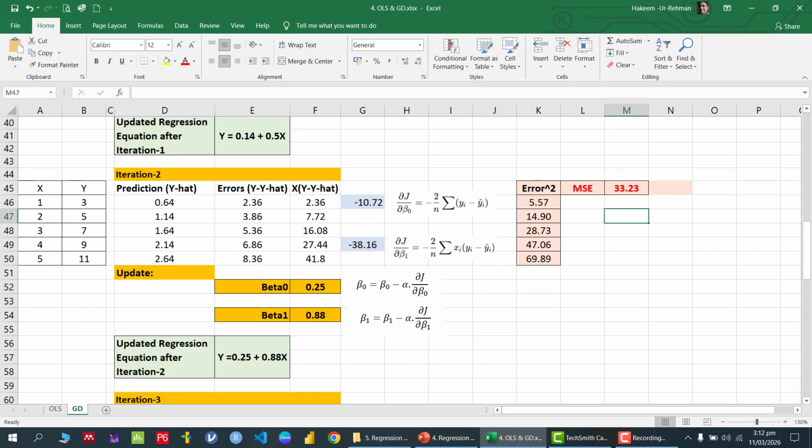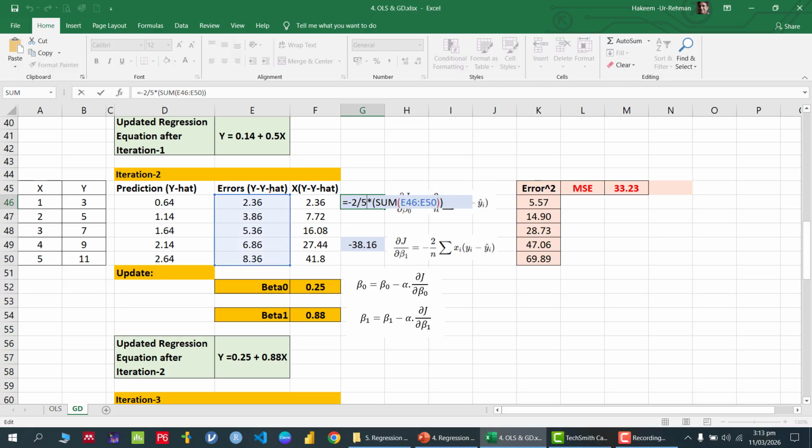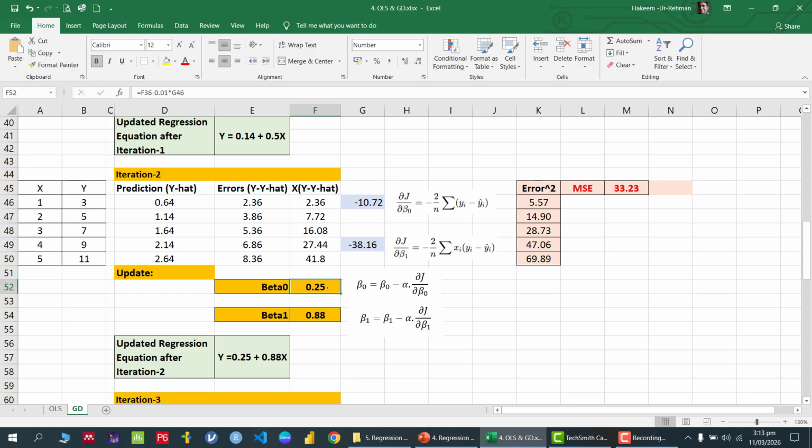Okay, so how can we do that? Once again, we have already calculated this error. We need to calculate x into y minus y hat, so we are multiplying this column with this column. Then in terms of beta naught, the formula is minus 2 by 5 multiplied by the sum of this one, and for this one we are calculating minus 2 by 5 multiplied by the sum of this one. So we got these gradients. Now, once we have the gradient, we can update the parameter values.